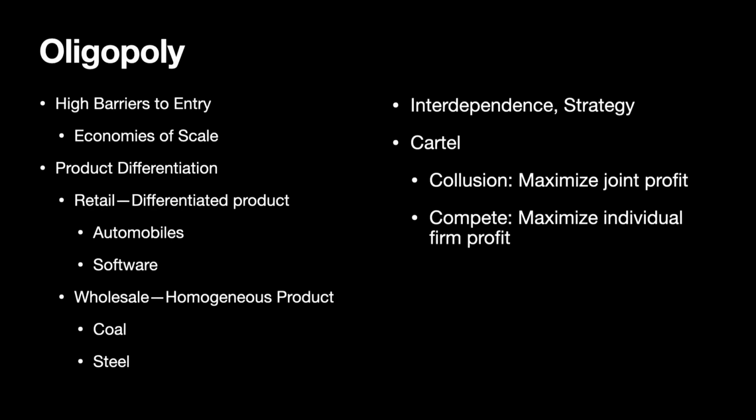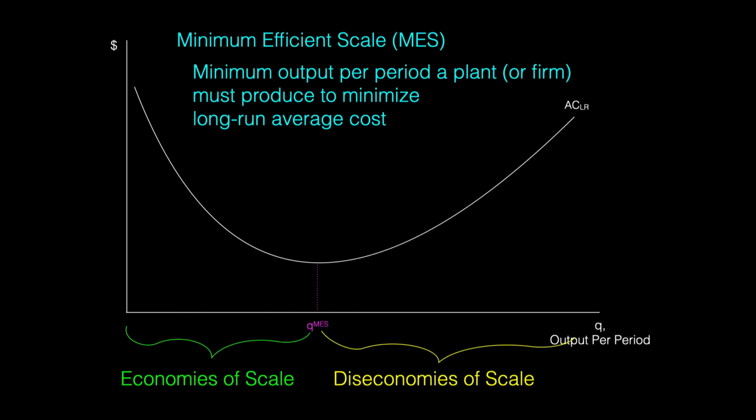High barriers to entry can enable firms to sustain profits over the long run. Economies of scale is usually the barrier to entry that creates an oligopoly. Industries like mining have a relatively high minimum efficient scale. Recall that minimum efficient scale is the least that must be produced to achieve the lowest per unit costs.